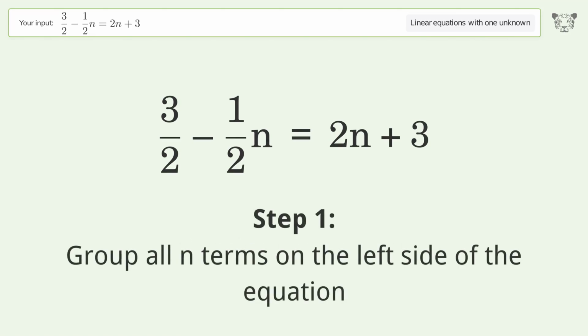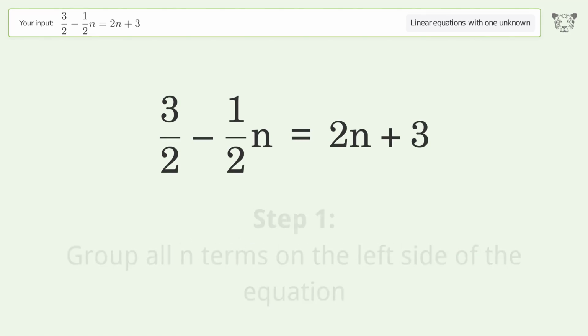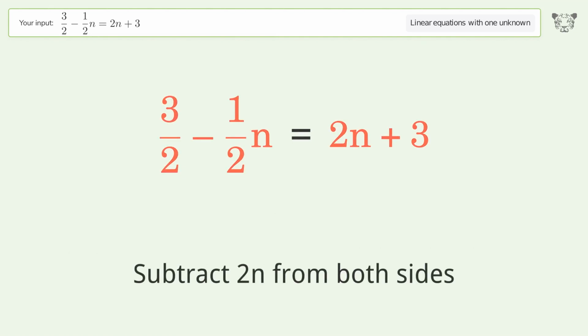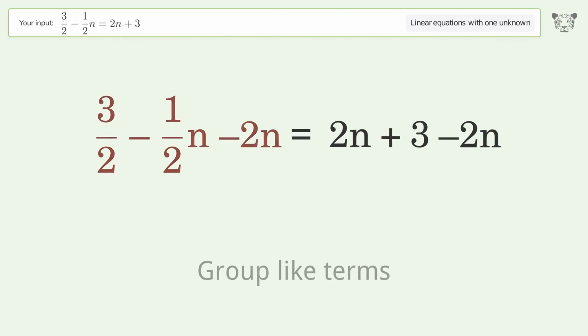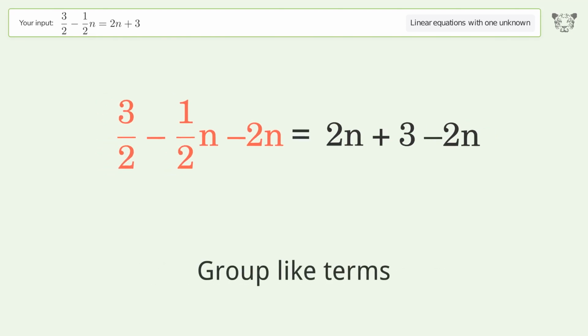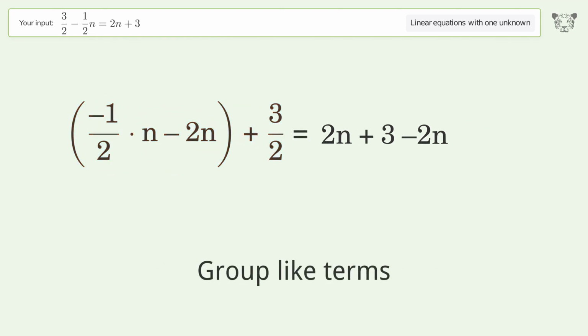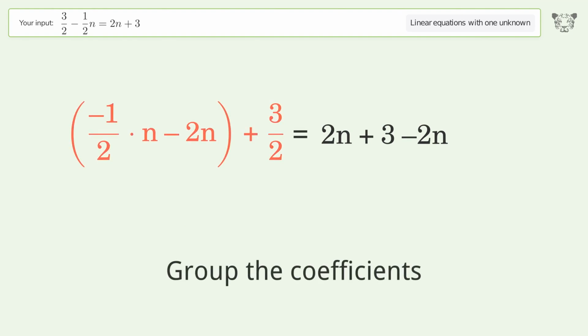Group all in terms on the left side of the equation. Subtract 2n from both sides. Group like terms. Group the coefficients.